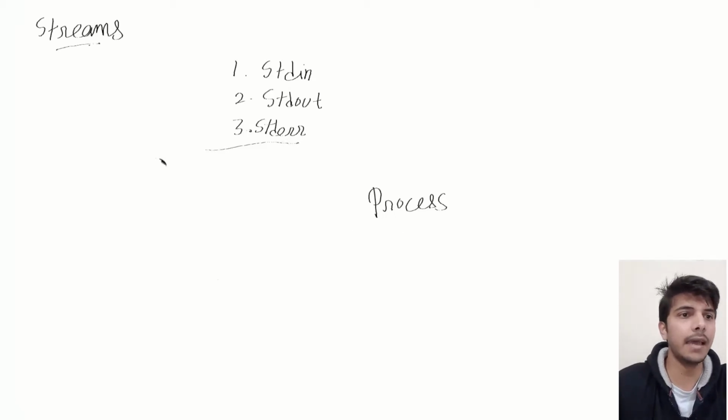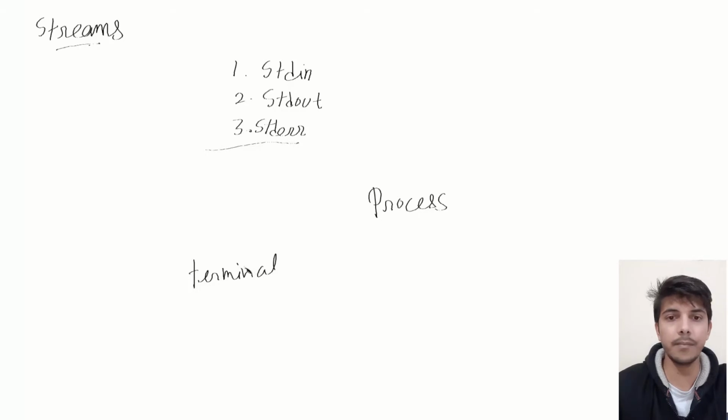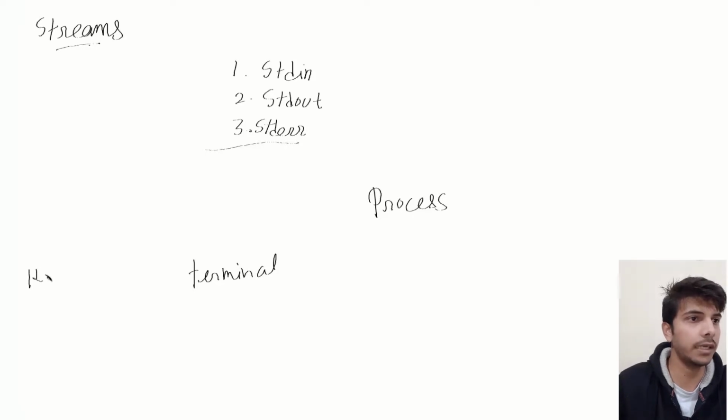For example, let's say I am opening my terminal. So the terminal is a program. When I am opening it, it is becoming a process because it is in the running state. Now let's say that it wants to take the input from the keyboard. So it will use the STDIN stream.